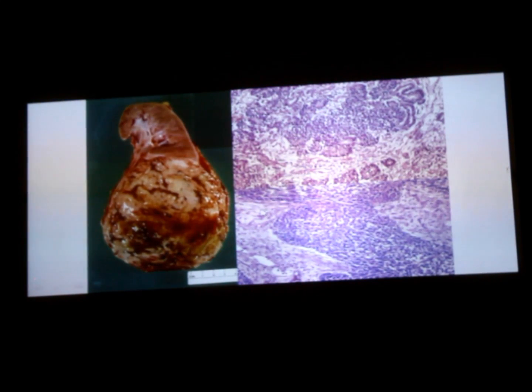It can consist of muscle. So these three components are present in Wilms tumor. It is known as triphasic Wilms. If you see two types of cells, it is biphasic. If you see only one type of cells, it is monophasic. So triphasic, biphasic and monophasic.